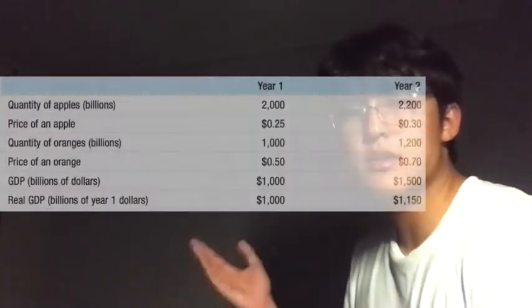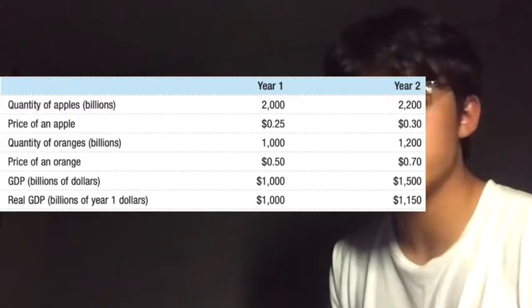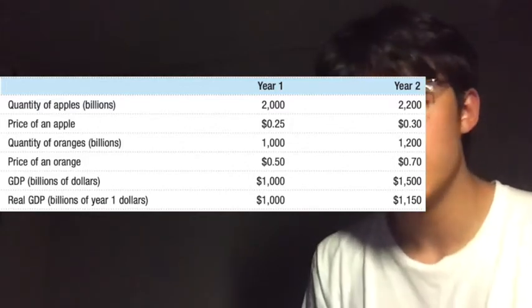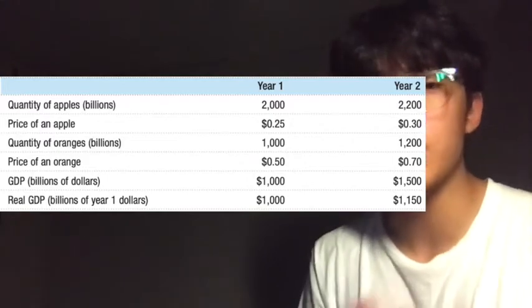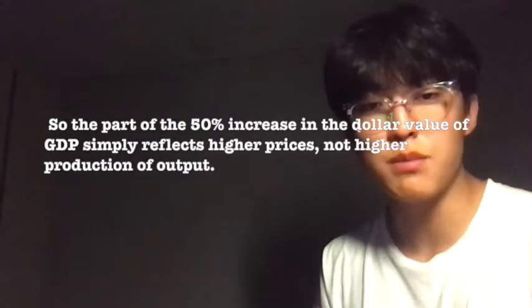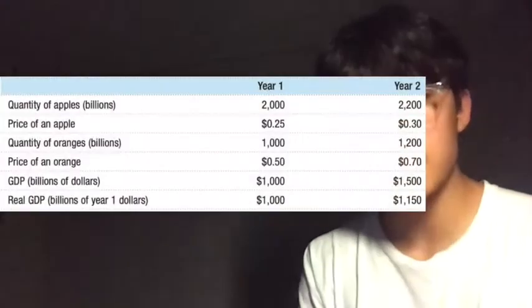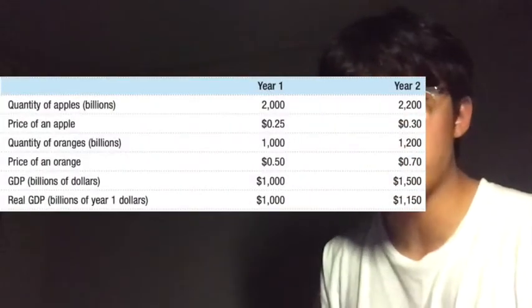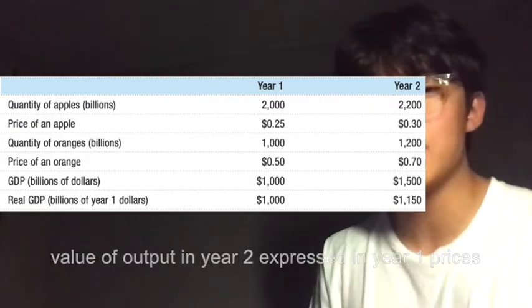Now, what is the difference between real GDP and nominal GDP? As you can see in the table, GDP increased from $1,000 billion to $1,500 billion from year 1 to year 2, which is 50% larger. Although the quantities of both apples and oranges increased, the prices of both apples and oranges also rose. So part of the 50% increase in dollar value of GDP simply reflects higher prices, not higher production of output. Thus, in order to calculate the true increase in aggregate output produced, we need to find the value of output in year 2 expressed in year 1 prices.